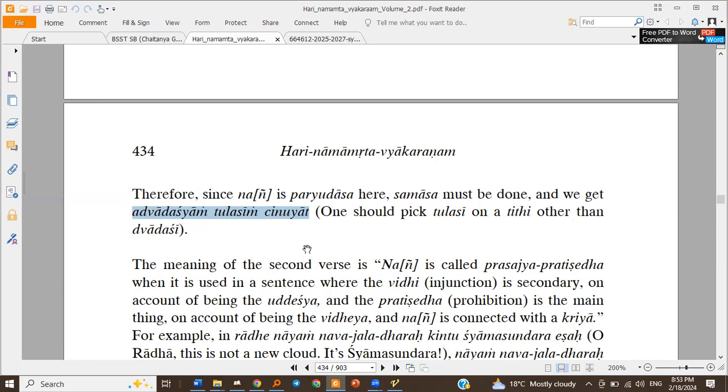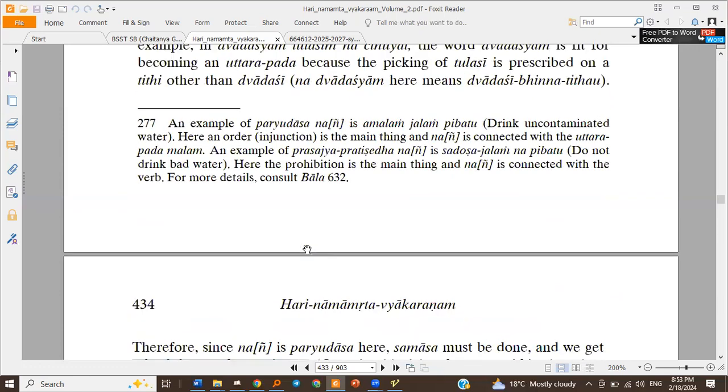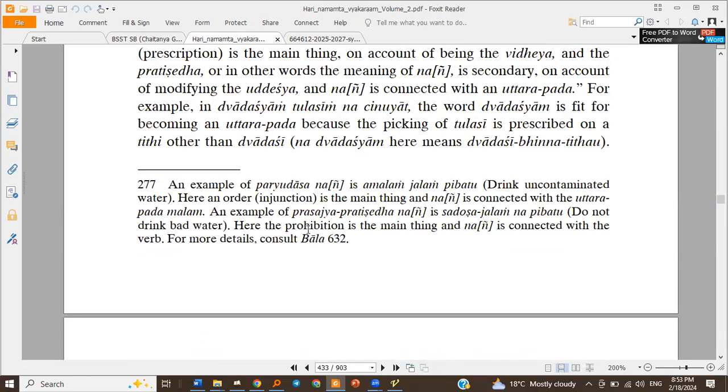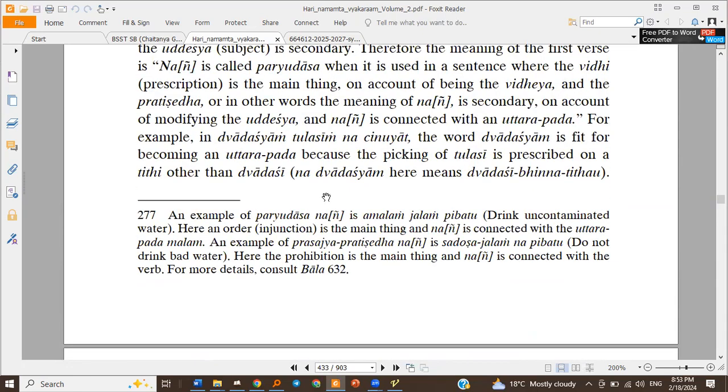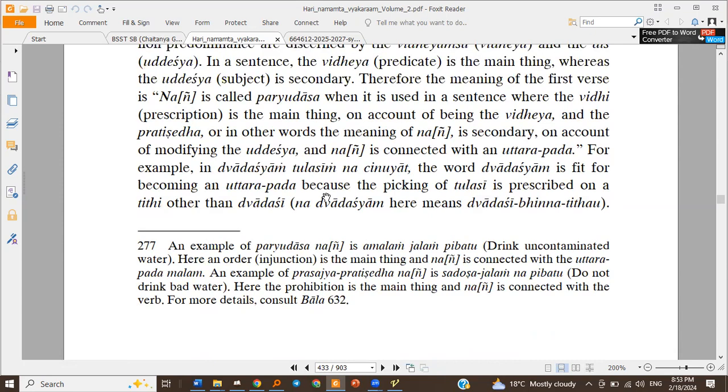I'm actually a little confused. In this sentence, "dvadashyang tulasing na chinuyat", the word dvadashyang is fit for becoming an uttarapada, but it's not an uttarapada in this sentence, right? Right. So the point is, it's the way a speaker wants to convey the sentence. He can say the same sentence either in Paryudas or in Prasajya Pratishedh.